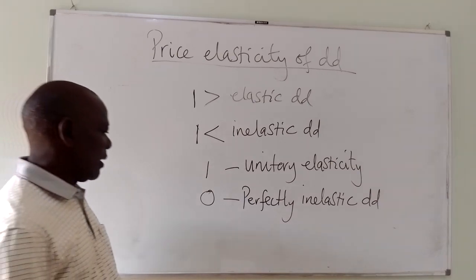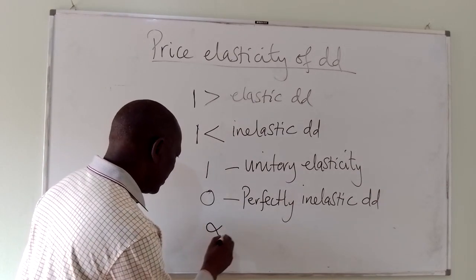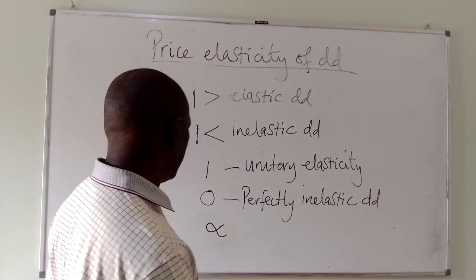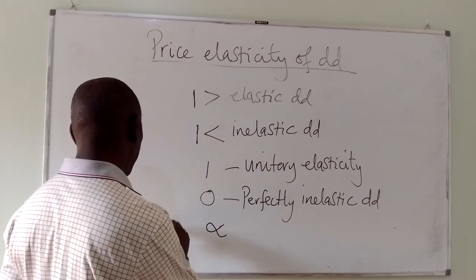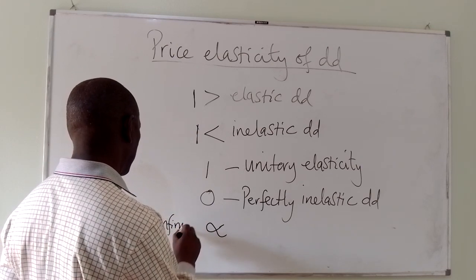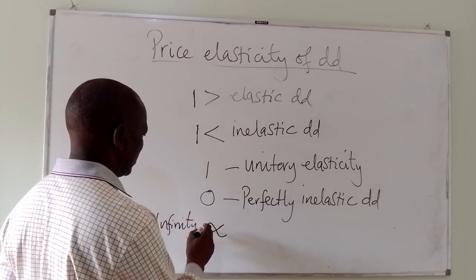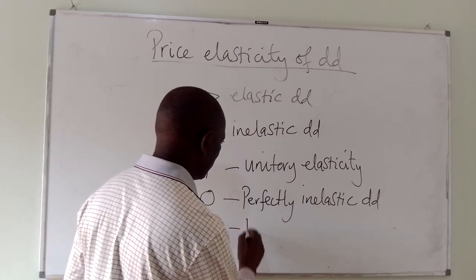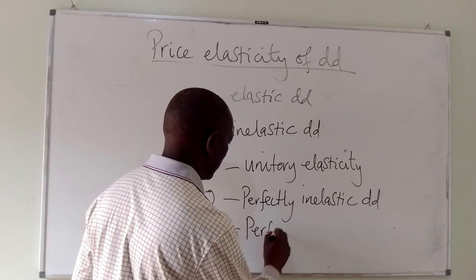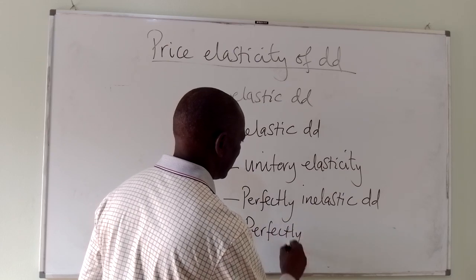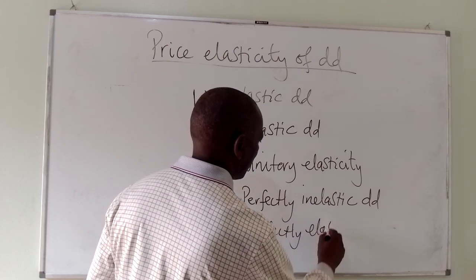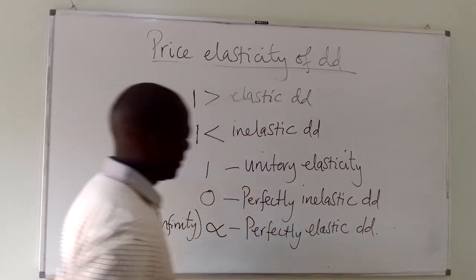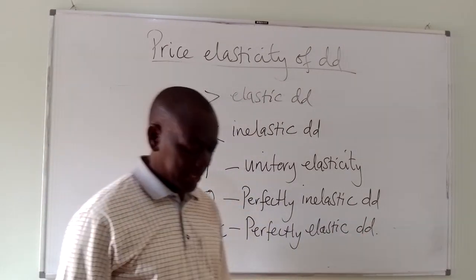Then there is what we call infinite. When the figure is too big, we call it infinite. The mathematicians call it infinite. If it is infinite, then we know that it is perfectly elastic demand. It is perfectly elastic demand.